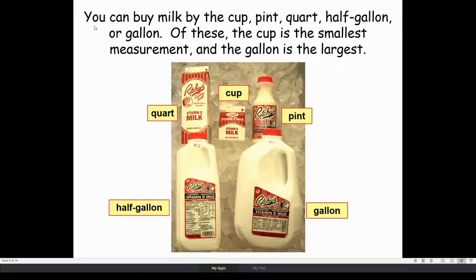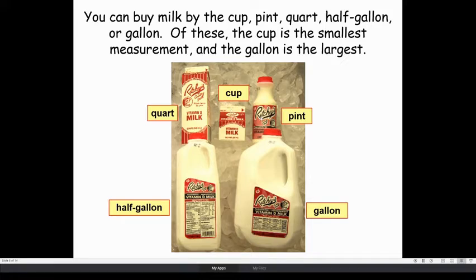Alright, so you can buy milk by the cup, pint, quart, half gallon, or gallon. Of these, the cup is the smallest measurement and the gallon is the largest. So if you get milk at school, I think they changed it. We have the milk dispenser, so we don't really have these cartons anymore. But when we did have these cartons right here, like this one, this is a cup. If you got this size of milk, it's going to be the size of a cup.